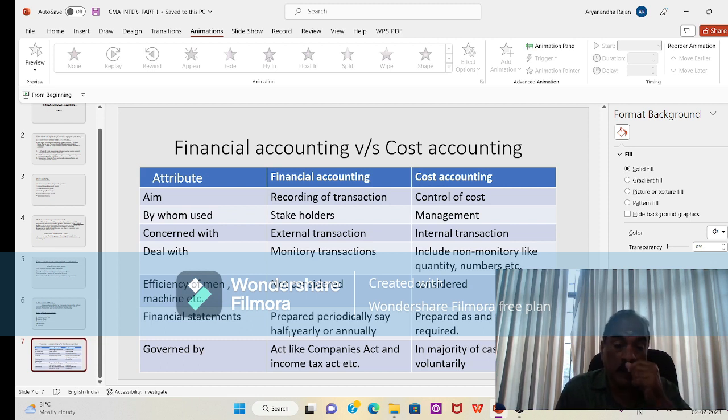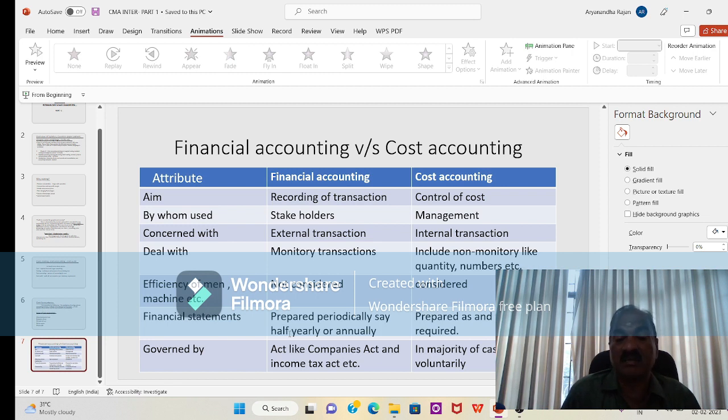But in cost accounting, non-monetary items also will find a place, like numbers, quantity, etc. This integrity, honesty, etc. are not recorded in cost accounting also, but non-monetary items like quantity, numbers, etc. are recorded in cost accounting records. Then the efficiency of men and machines is not considered in financial accounts, but efficiency level, performance level, etc. appear in places like incentives for performing employees, and are one of the features of cost accounting records.